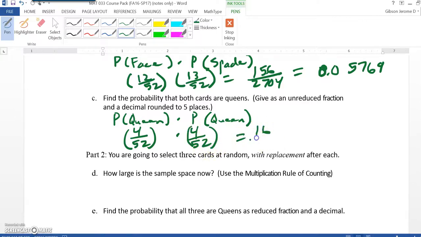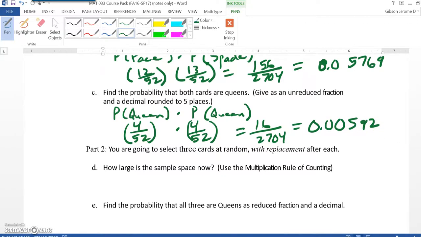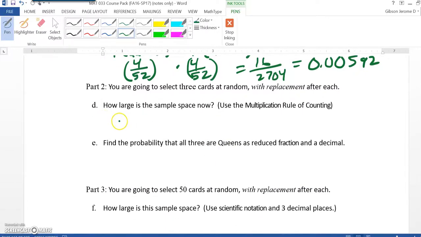So this will give you 16 out of 2,704, which will give you 0.00592 once you multiply it. Now we go here to part 2. It says you are going to select 3 cards at random with replacement after each. So D, how large is the sample space? So this time, since it's replacement, we'll do 52 times itself 3 times.